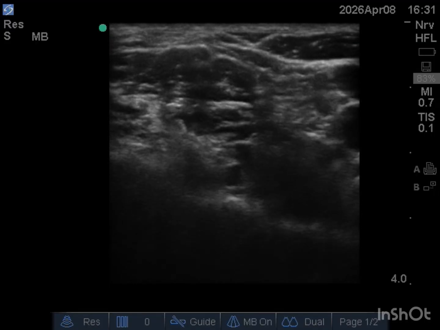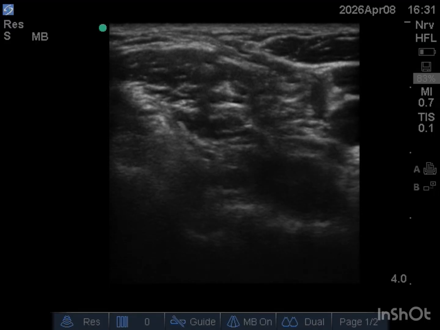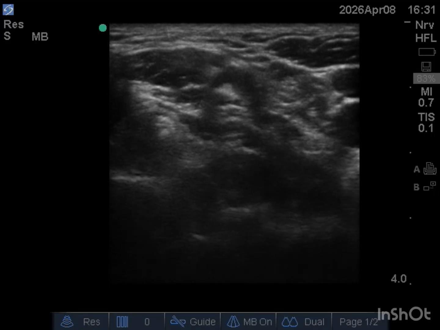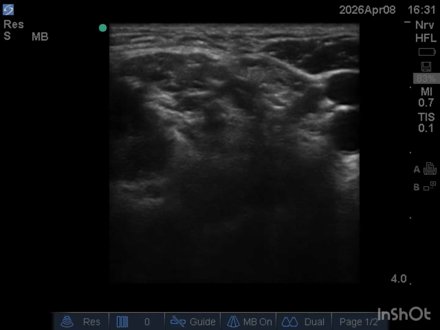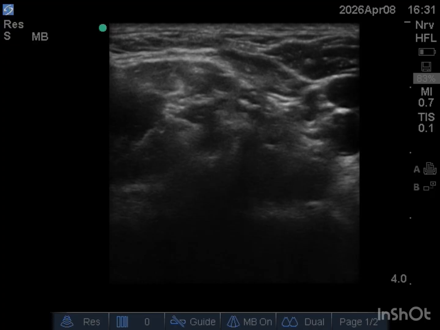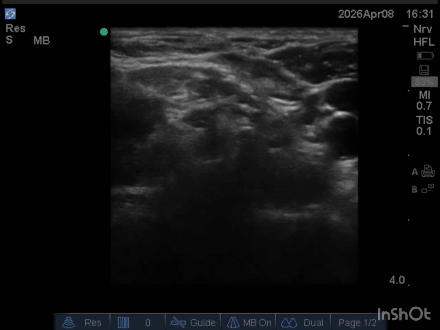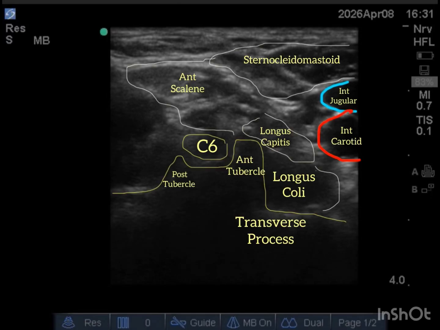From this point, scanning upwards will bring the C6 transverse process with its characteristic anterior tubercle into view. Superficial and lateral to the longus coli may be seen a smaller muscle, which may be the longus capitis muscle. The needle tip's target will be a plane deep to the prevertebral fascia between the longus capitis and the longus coli muscle.